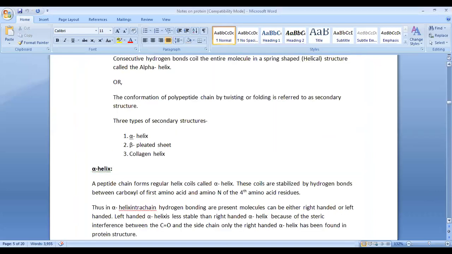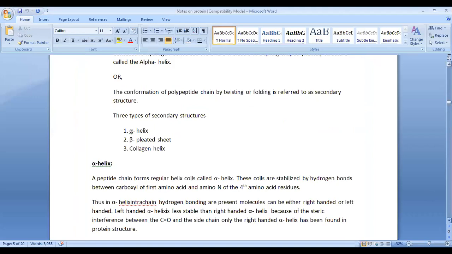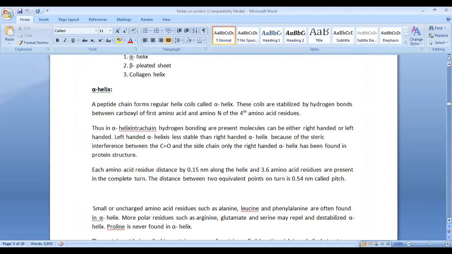Alpha helix, okay. A peptide chain forms a regular helical coil like the alpha helix. These coils are stabilized by hydrogen bonds between the carboxyl of the first amino acid and the amino N of the fourth amino acid residue, that I already showed you in the graph. That is, one amino acid bonds with the fourth amino acid residue, and this is why there is a difference. I said already, 3.6 amino acids.